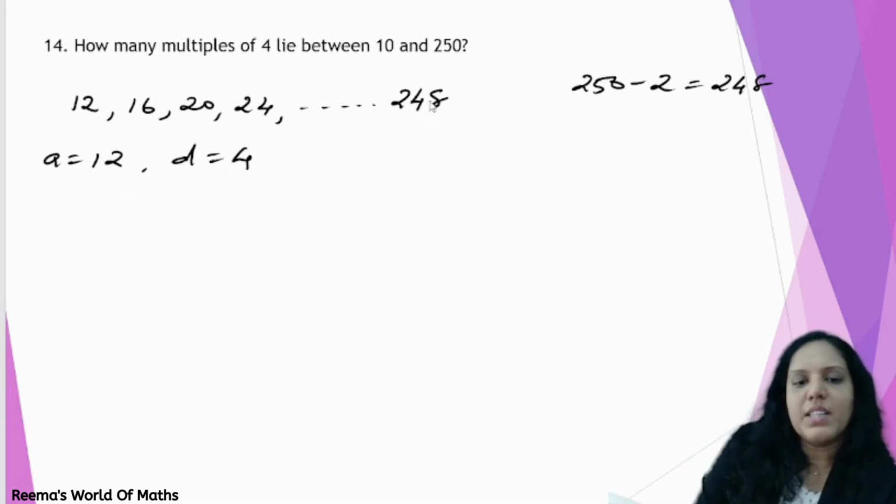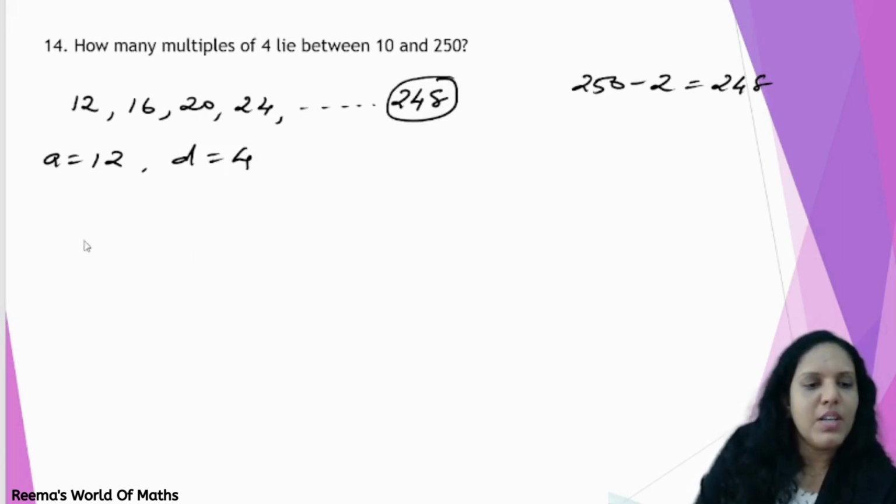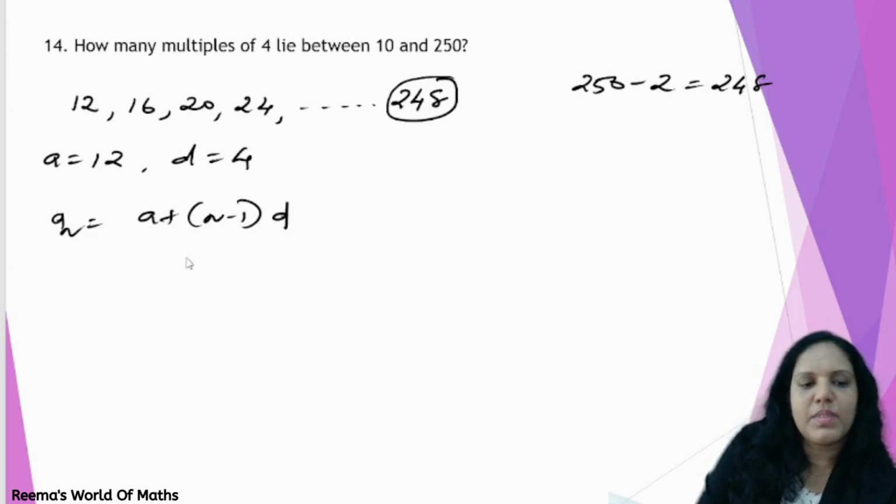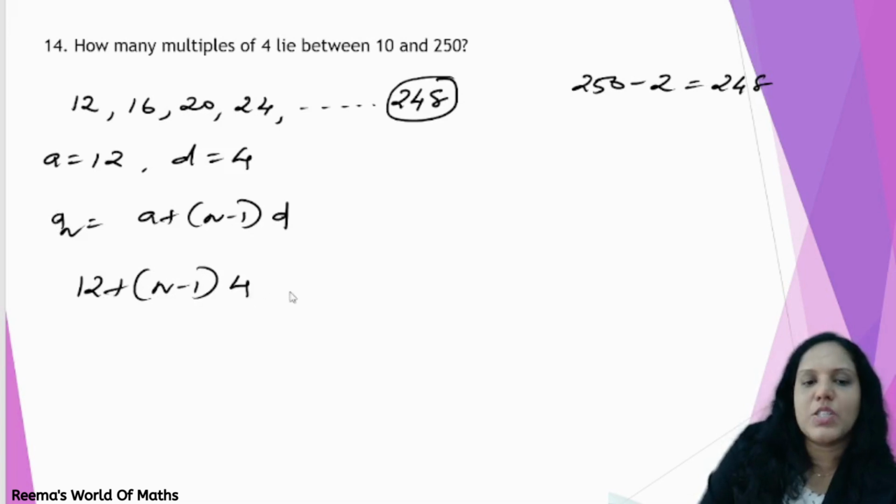Now let's see the position of this 248, the n of this 248. If you know the nth term, any nth term an equals a plus n minus 1 into d. So a equals 12, 12 plus n minus 1 into d, where d equals 4, equals 248.